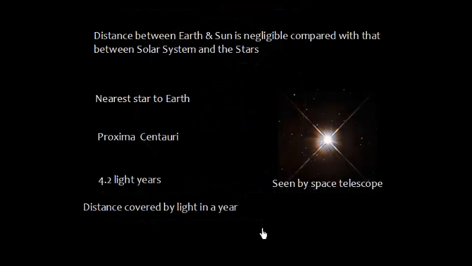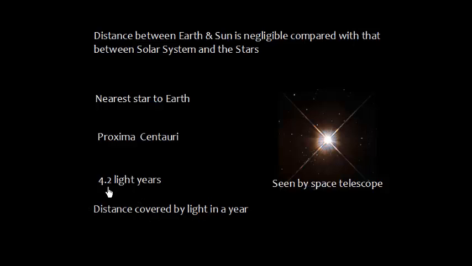Well, let's talk something about distances. The distance between Earth and Sun is negligible compared with that between the solar system and the stars. The nearest star to Earth is Proxima Centauri, at 4.2 light years. That means the distance covered by light in a year is a light year, that is the unit. So the distance is 4.2 light years. And this is the star which is seen by a space telescope. And we are talking about the nearest star only.